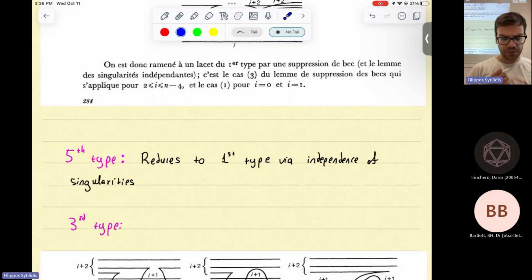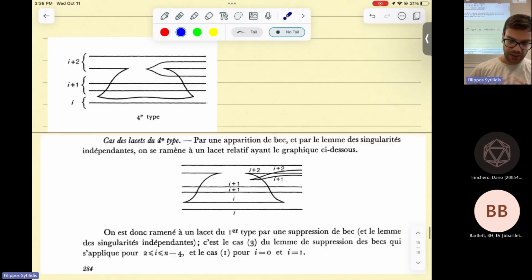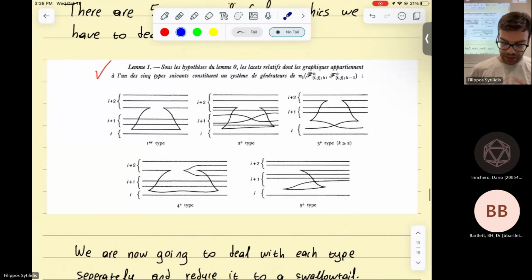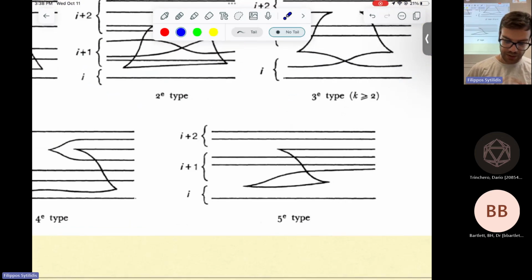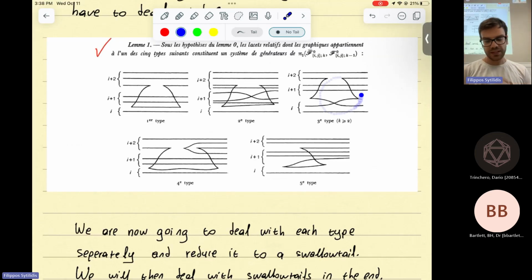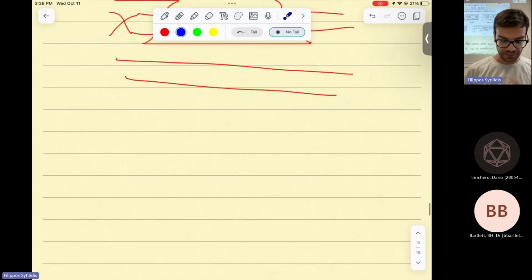Type 5 I think is the easiest, it reduces to the first type via independence of singularity. So let me go back to type 5. Can you see that already? Basically, if you push this cusp to the left, down here, you're going to end up with a swallowtail. Is that, yeah? And type 3 is the hardest, so we can deal with type 3.